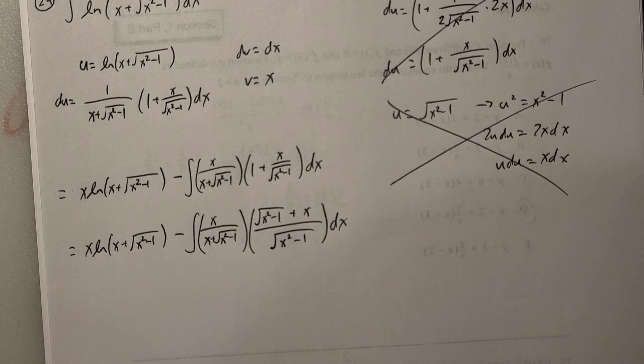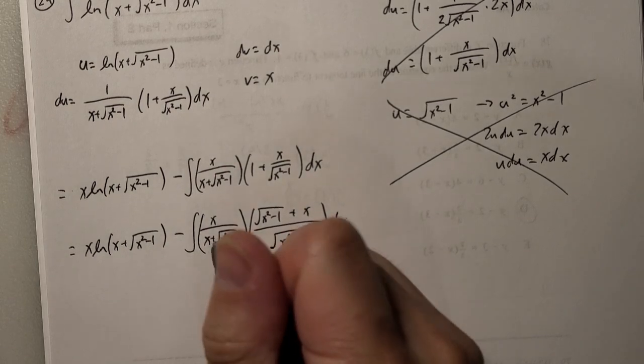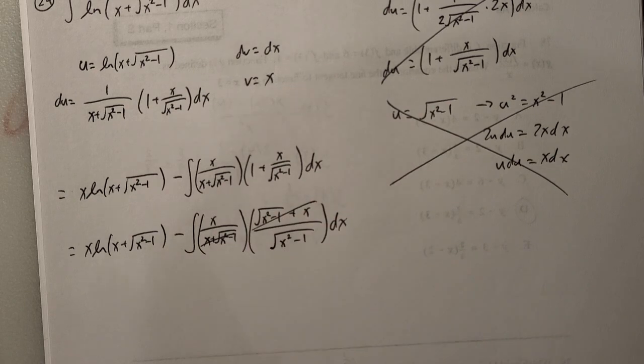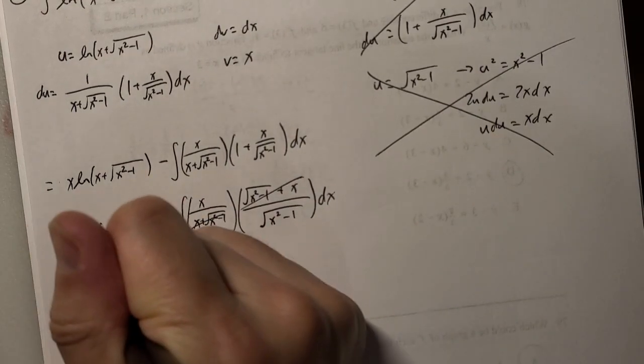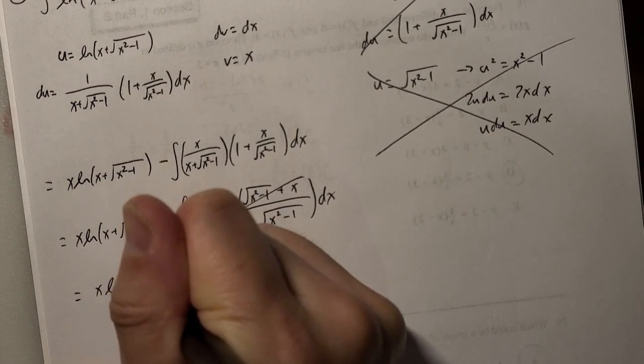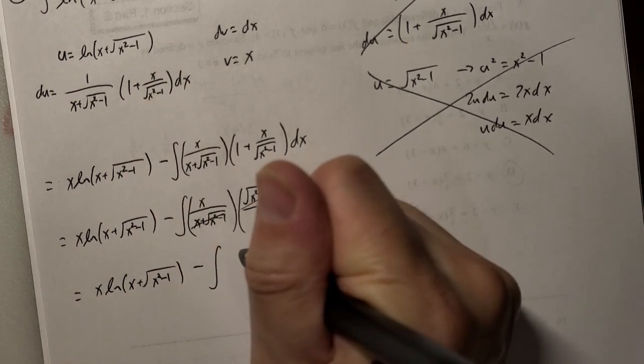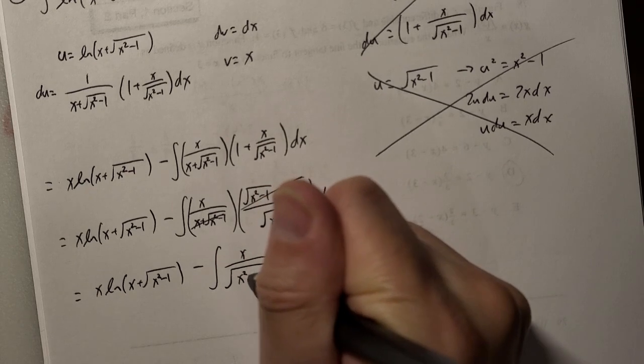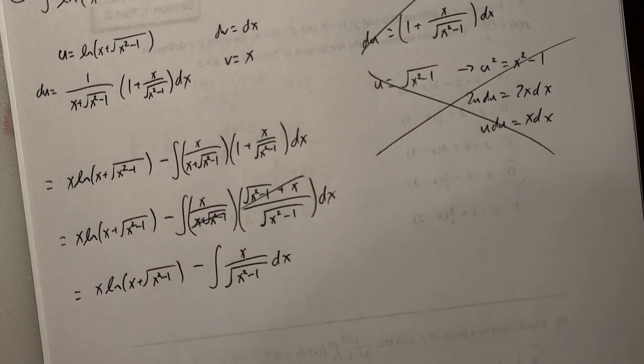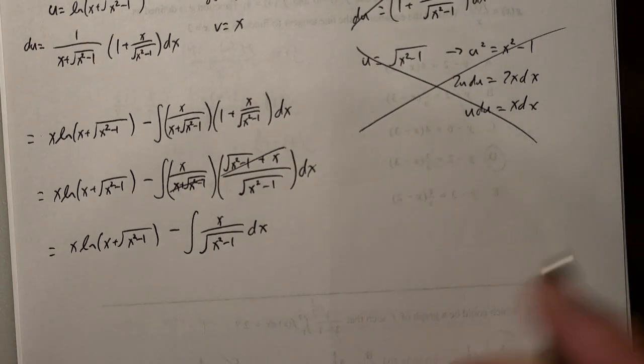Okay, is it much better now? It actually is. Hopefully you can see this cancels with this. And now it makes it a much nicer integral. Okay, minus integral x over square root of x squared minus 1 dx. This we can solve with a simple substitution.